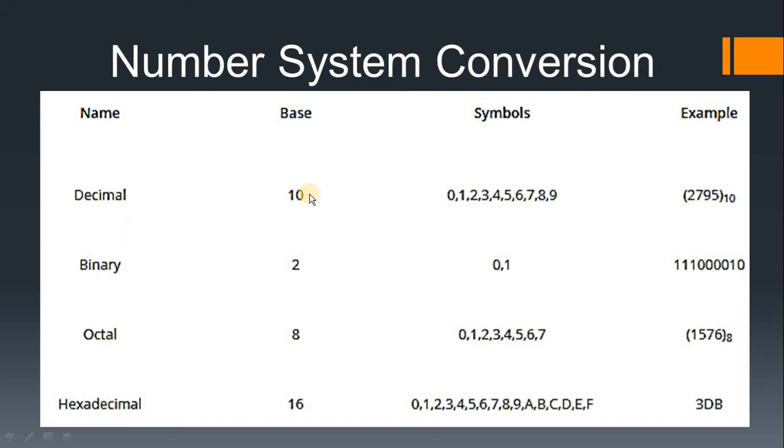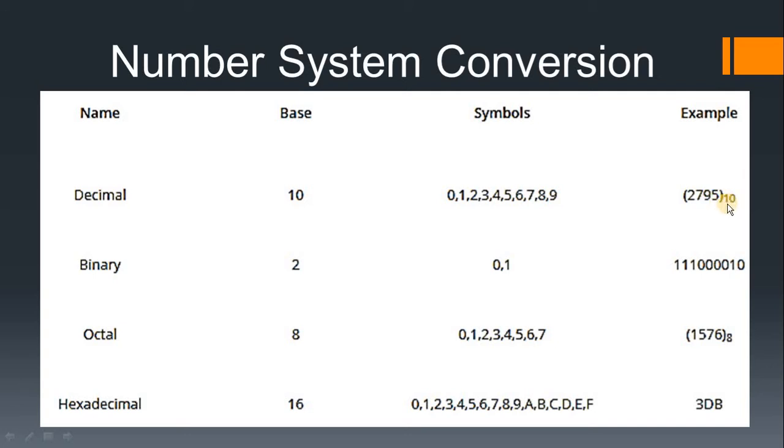In the case of decimal, there is a base 10. So what is the meaning of base 10? Because we have a total of 10 symbols for representing decimal numbers. In mathematics, we use decimal numbers mostly. So we use the numbers from 0 to 9. So it is written like that. This is the example. In bracket we write 10.